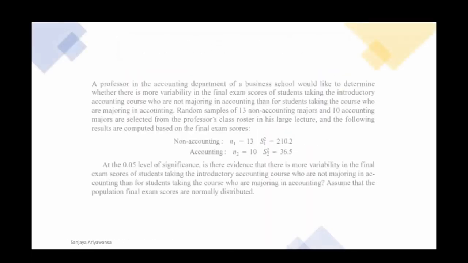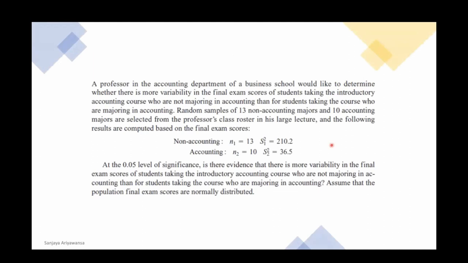So let's look at an example before we wrap up. A professor in the accounting department of a business school would like to determine whether there is more variability in the final exam scores of students taking the introductory accounting course who are not majoring in accounting than for students taking the course who are majoring in accounting. Let me read that quickly. A professor would like to determine, what does he want to test, whether there is more variability.